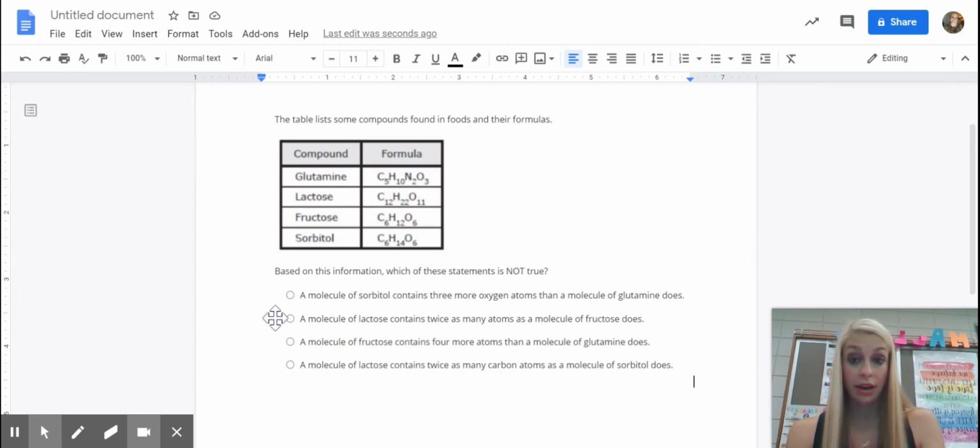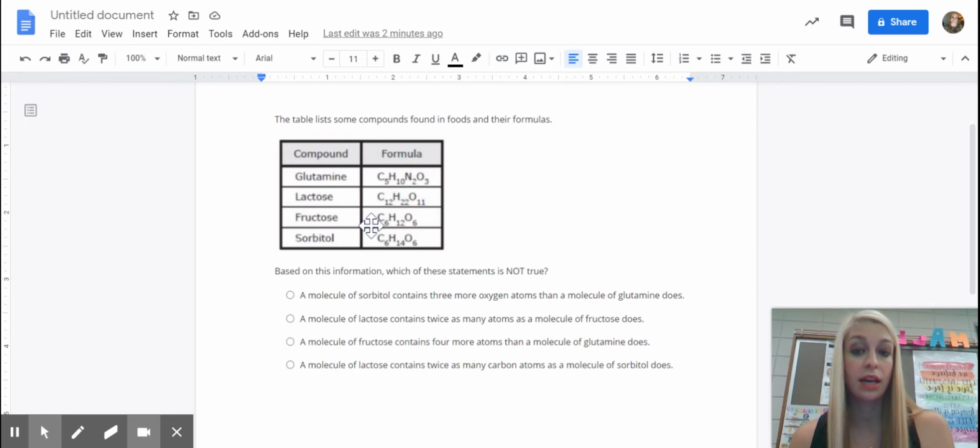If you had already calculated the totals, then you could compare a molecule of sorbitol and see if it contains 3 more oxygen atoms than a molecule of glutamine. You could compare and see if lactose contains twice as many atoms as a molecule of fructose. This was the answer choice that was chosen the most. B was chosen the most.